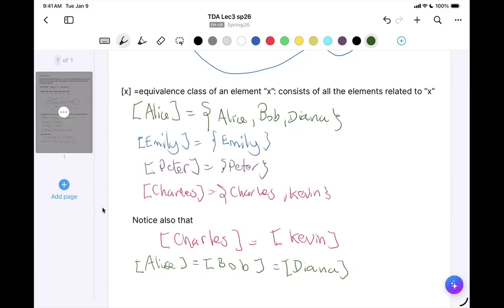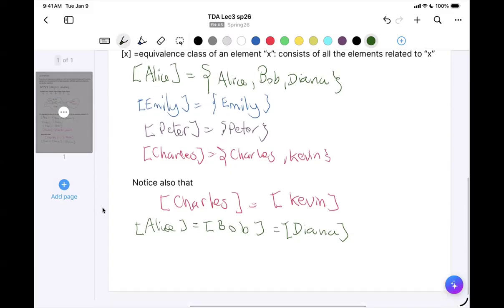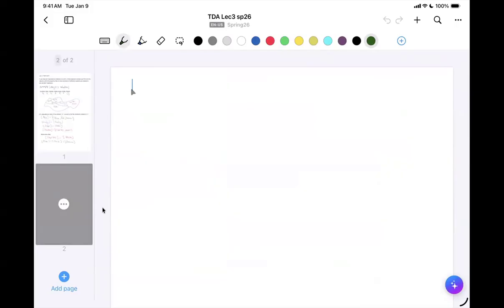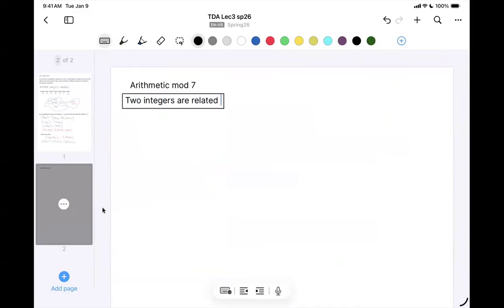So let's just stick with the case of 7. This is sometimes called arithmetic mod 7: two integers are related if their difference is a multiple of 7. It is very easy to check that this is an equivalence relation. So you can think, oh, what are the equivalence classes, right?